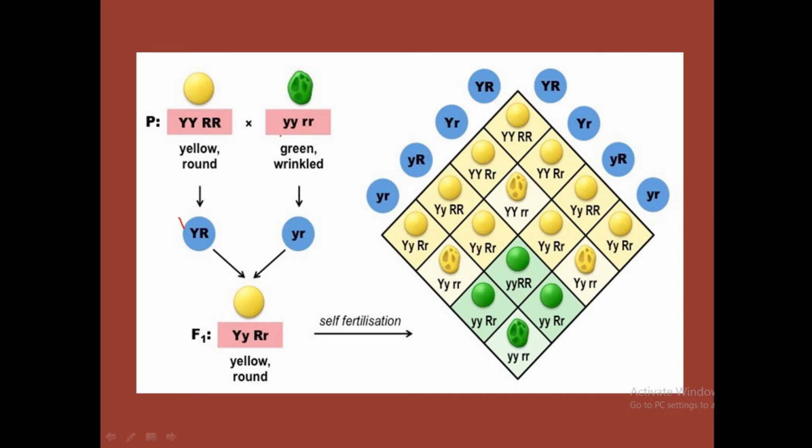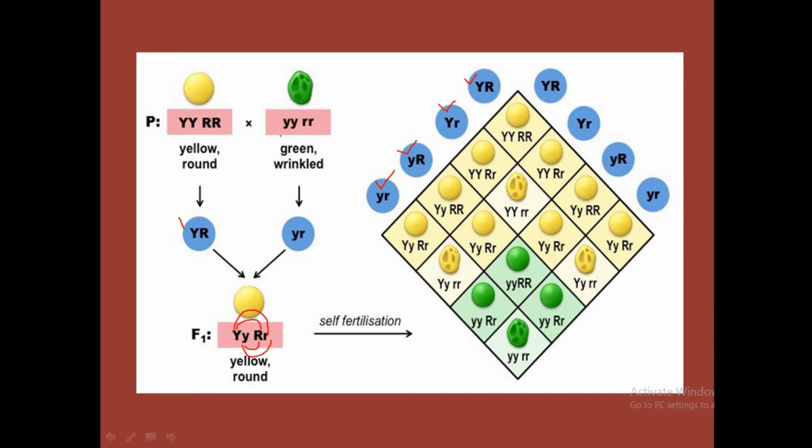So now for getting the F2 we have to self fertilize it. So we should know the gametes. So we will get the gametes through the FOIL method. So first means capital Y capital R, then outside, so small y and small r, then inside, then last. So we got our gametes: capital Y capital R, capital Y small r, small y capital R, and small y small r.